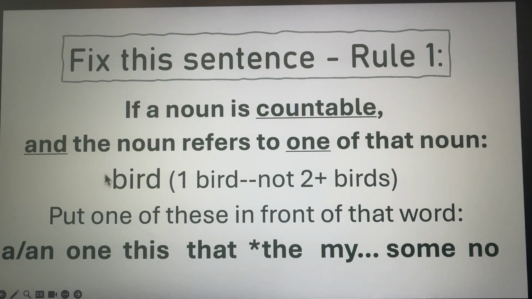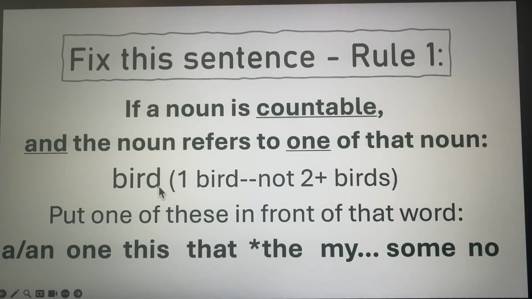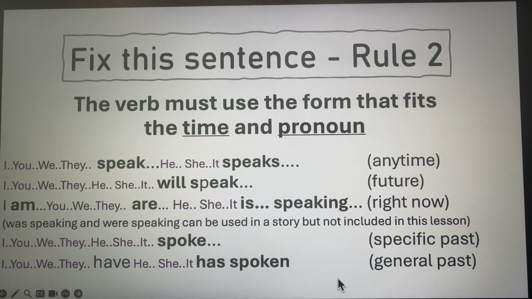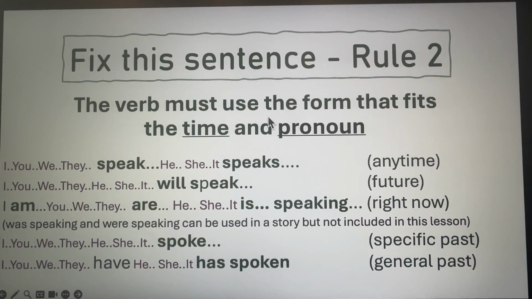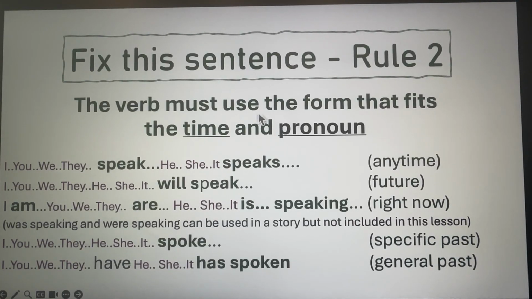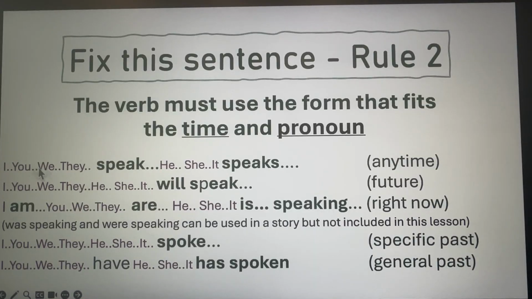Now you could have an adjective also, the white bird, but the word the or a needs to be along with it. The second rule for fix this sentence is the verb, and we're talking about the verb now, must use the form that fits the time and the appropriate pronoun. The pronoun I, you, we, they goes with speak when it's anytime. He, she, or it speaks anytime.